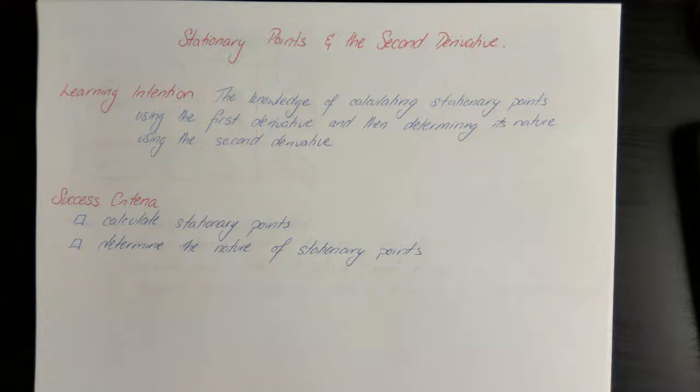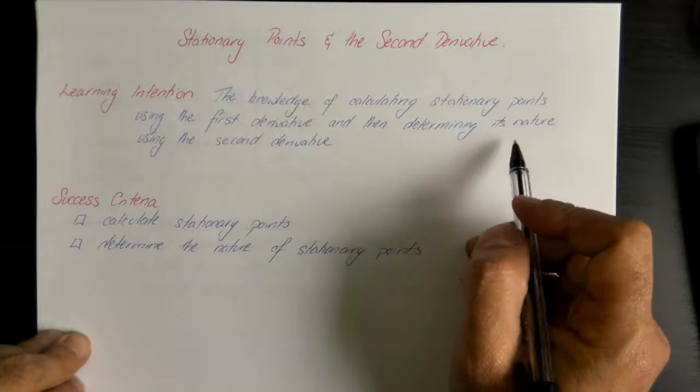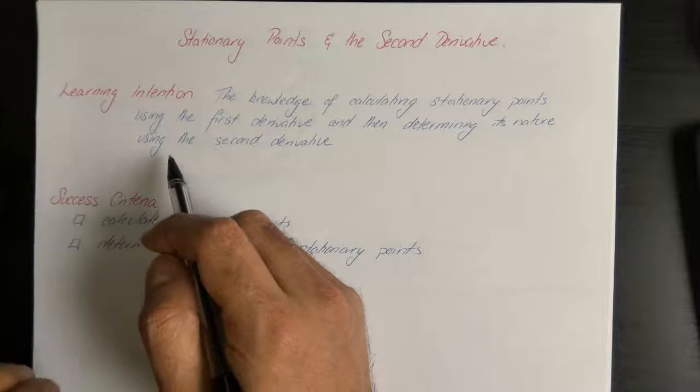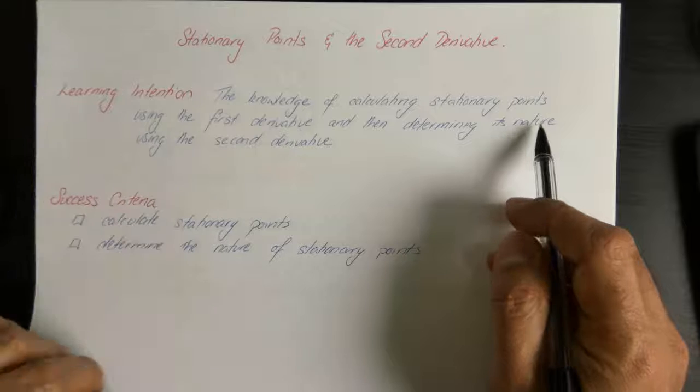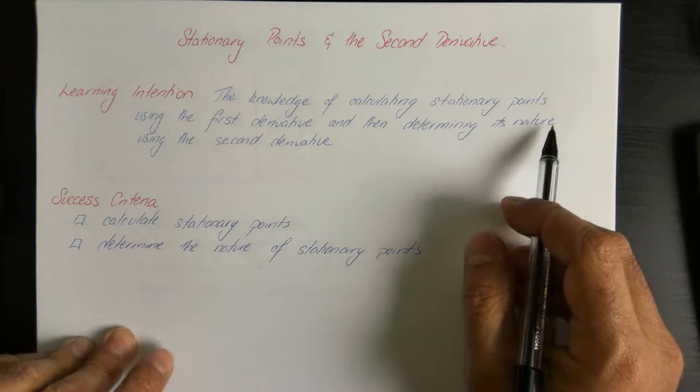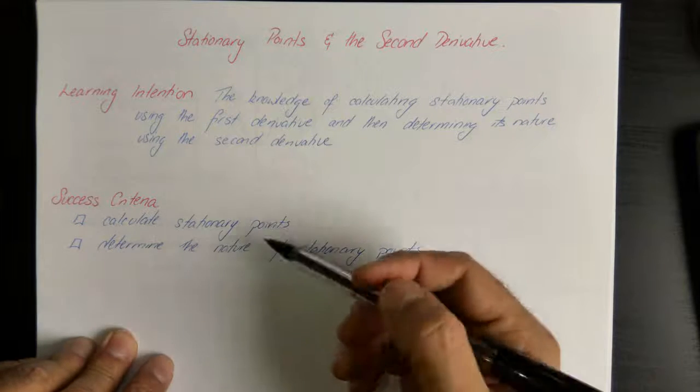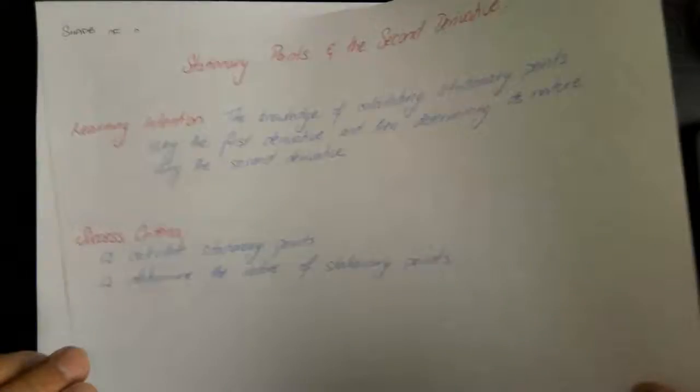So today we'll look at stationary points and the second derivative. Here we want to gain the knowledge of calculating the stationary points by using the first derivative and then determine its nature using the second derivative. Determining its nature is telling me what type of stationary point it is. We'll be successful if we can calculate the stationary points and determine the nature.